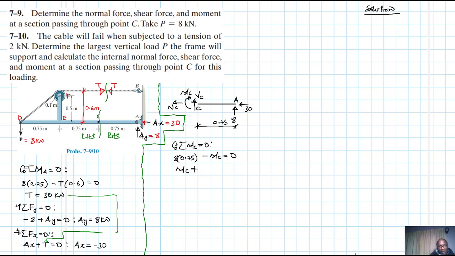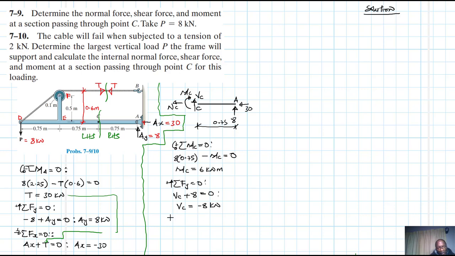Therefore, our MC is just going to be equal to 8 by 0.75, which is 6 kilonewton meters. And then we have summation of forces in the y direction equal to 0, going up in our reference. And we have VC plus 8 equal to 0, and therefore VC is just going to be equal to minus 8 kilonewtons.